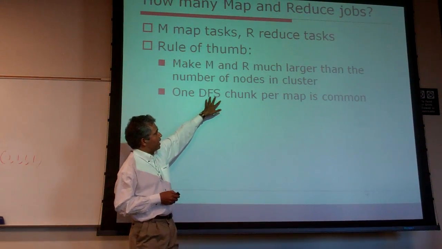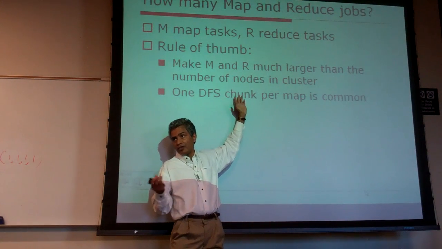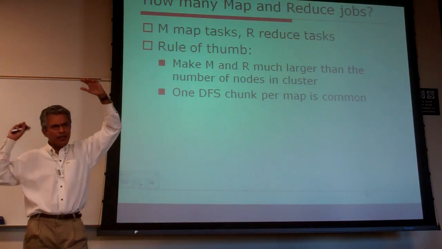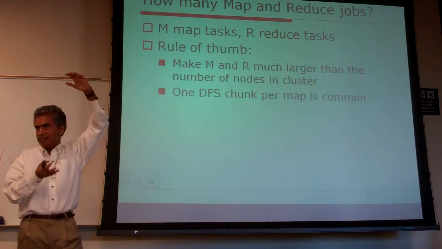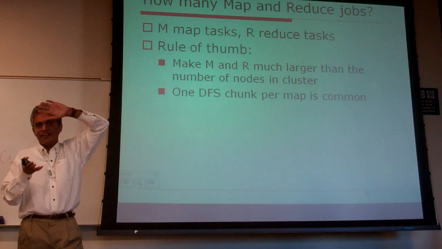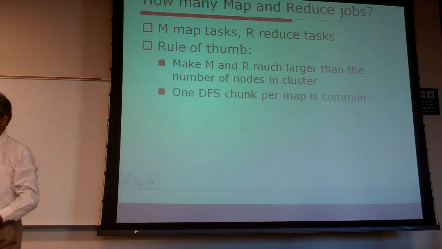One DFS chunk per map is common. The way you split the map task is basically, remember the file system itself is stored as chunks. And so the size of the split is the size of the chunk. Okay.